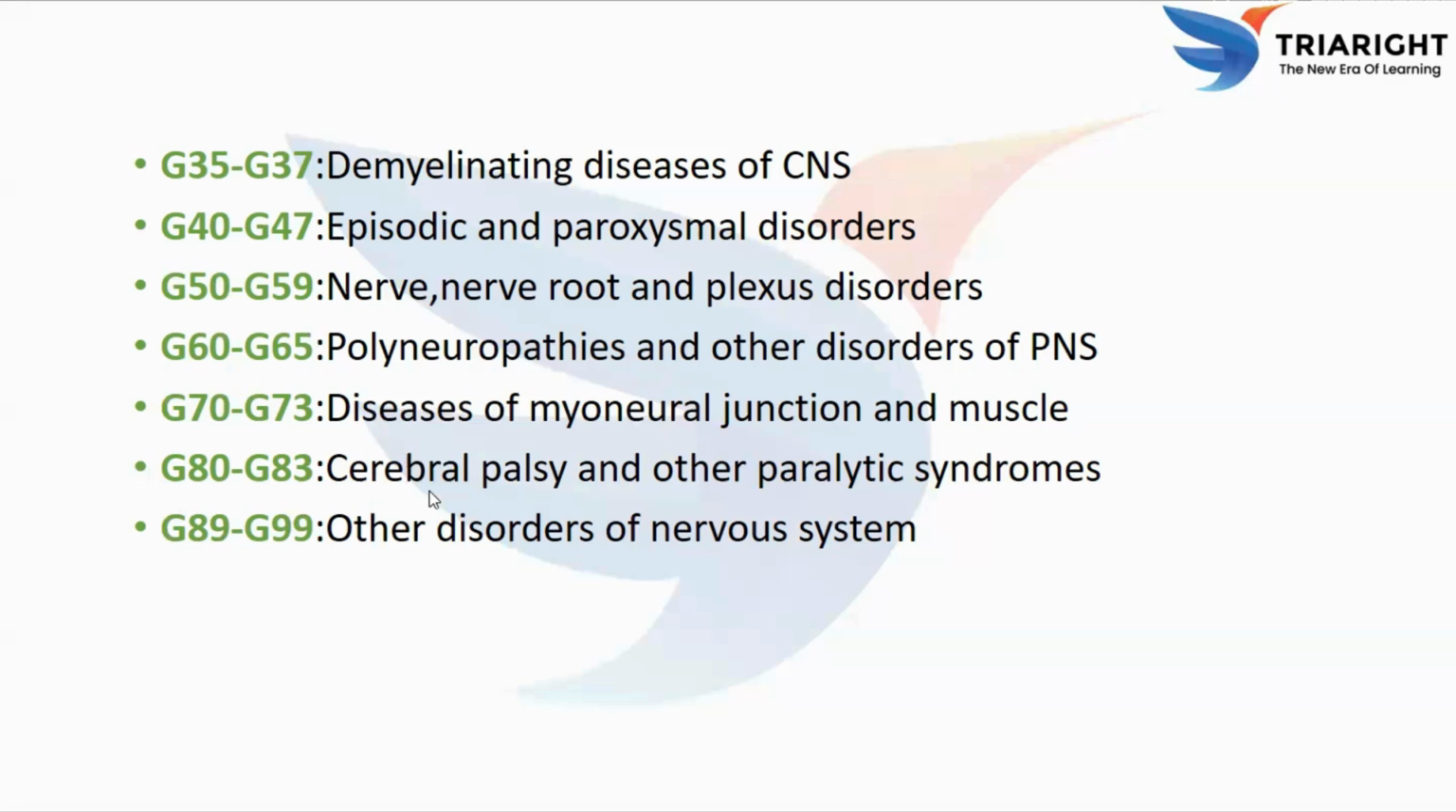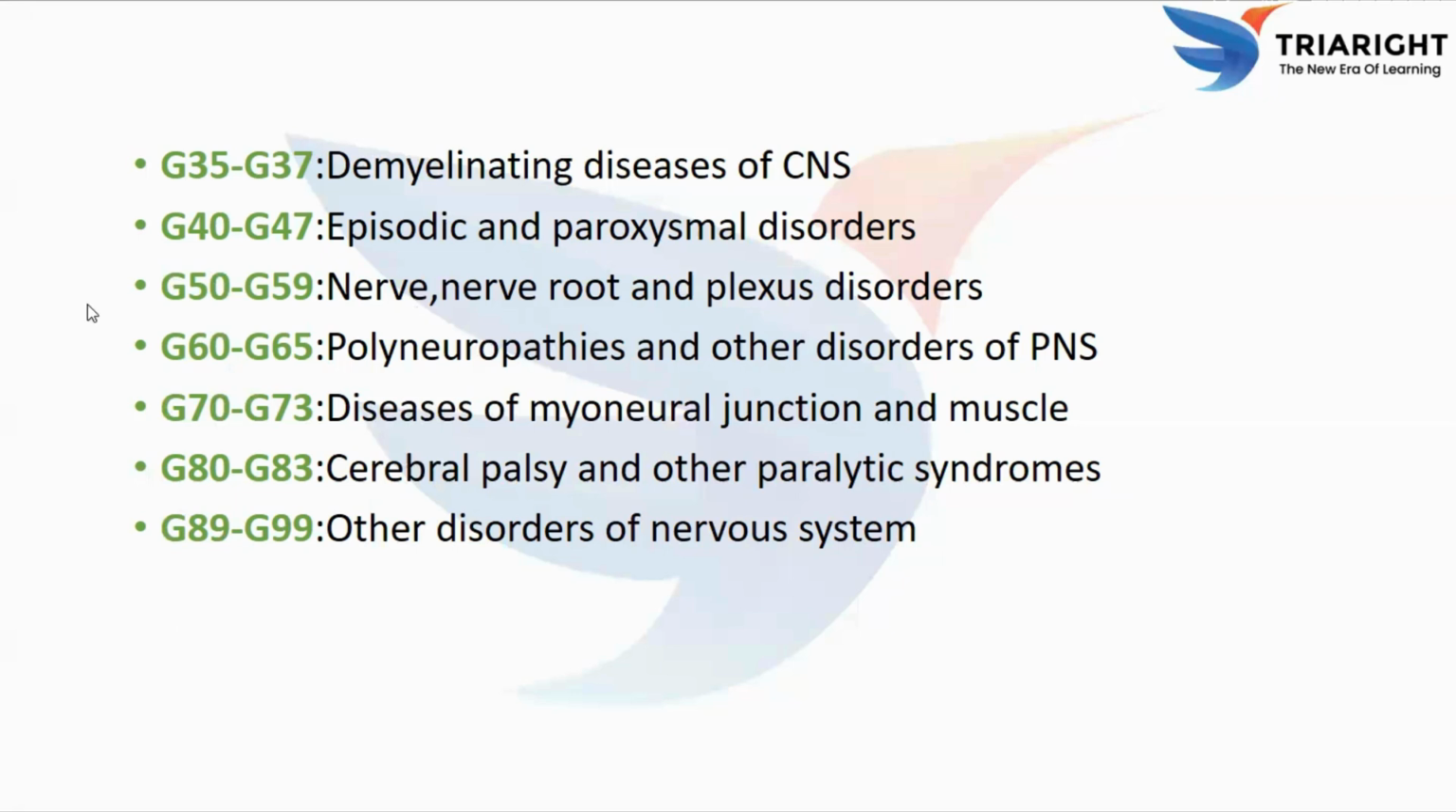G80 to G83 are cerebral palsy and other paralytic syndromes. These are disorders causing movement and posture problems. For example, cerebral palsy, we assign the code G80. So the last code range, G89 to G99, includes miscellaneous neurological conditions which are not covered elsewhere.